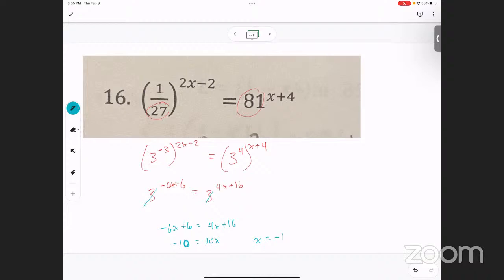And again, you can check by plugging it back in, but I don't even need my calculator for that. I'm just going to plug -1 in for x. So that would be -4. So -3 times -4 is +12. So that's 3 to the 12th power. And if I plug in -1 here, 3 times 4 is 12. So 3 to the 12th equals 3 to the 12th.